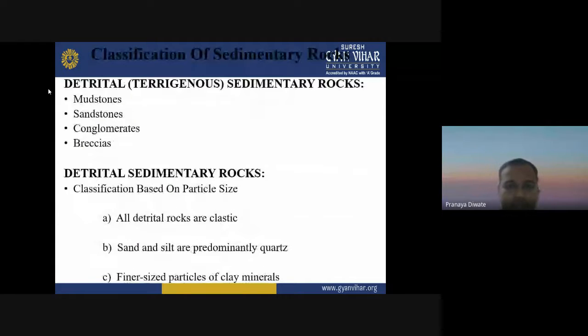Then you have the classification of sedimentary rock. You have detrital sedimentary rocks, that is mudstone, sandstone, conglomerate, and breccia. This classification is based on particle size, whereas the other classification is based on terrigenous input. So all detrital rocks are clastic. What is the difference between clastic and non-clastic rock? A very basic difference.